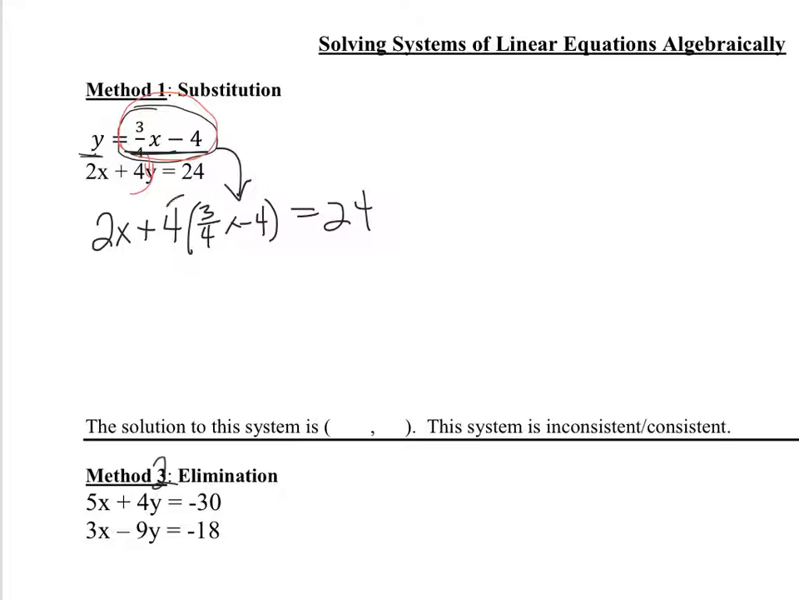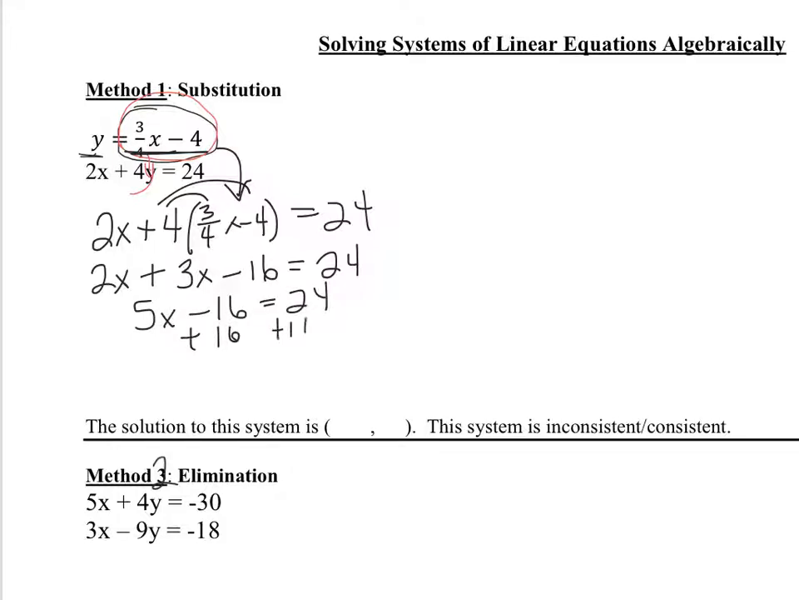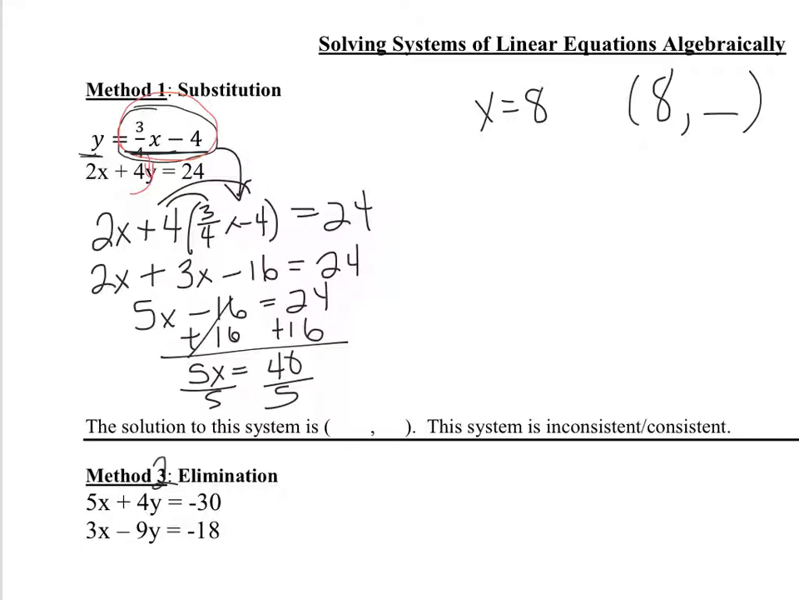So then we just simply solve this. You distribute in 4 times 3/4, well, 2x, and 4 times 3/4 is just 3x, minus 16 equals 24. Solve. You don't need to hear me speak while I solve. So 5x equals 40, divide by 5, and x is 8. So we always have a point. So I like to write the point out, and I already got the x part. Now I need the y part.